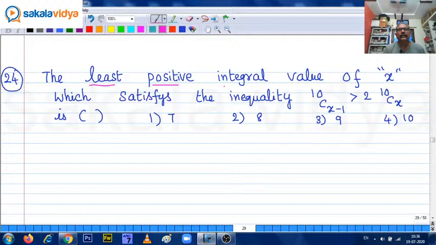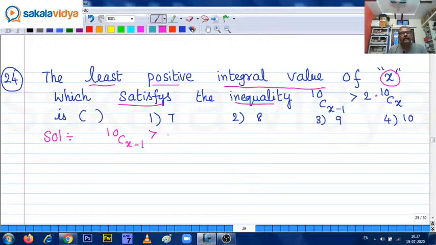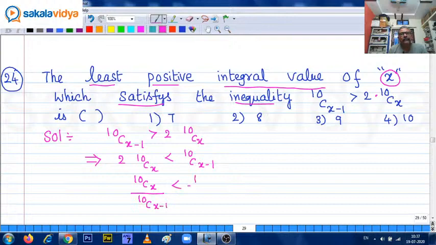The least positive integral value of x which satisfies the inequality 10C(x minus 1) greater than 2 times 10Cx, we need to find out. That means, see, let us solve it now. Given 10C(x minus 1) is greater than 2 times 10Cx. So this we can write in reverse order: 2 times 10Cx less than 10C(x minus 1). If you reverse the order, then the inequality changes. This we can write 10Cx upon 10C(x minus 1) is less than 1 upon 2.